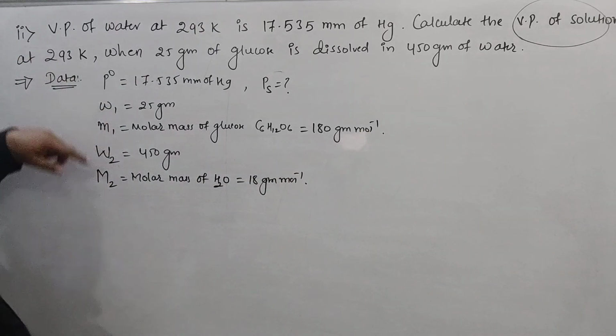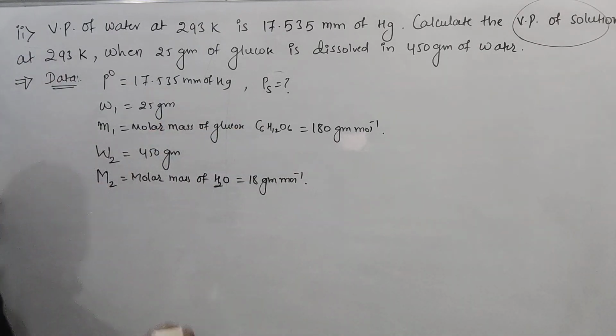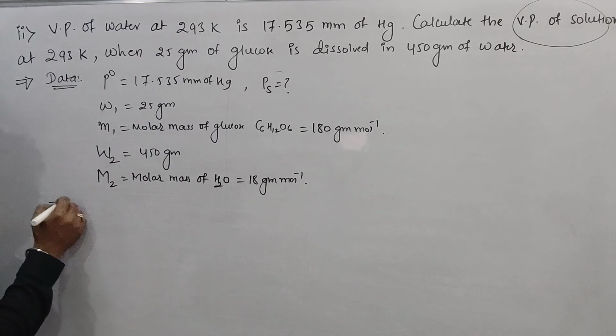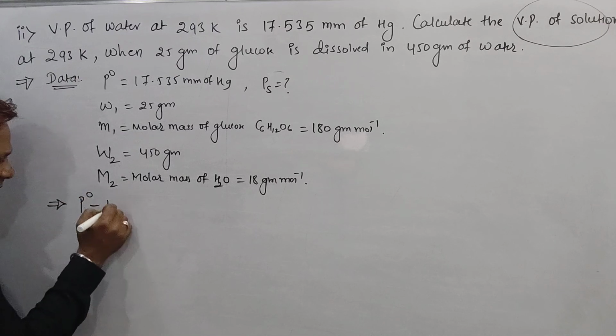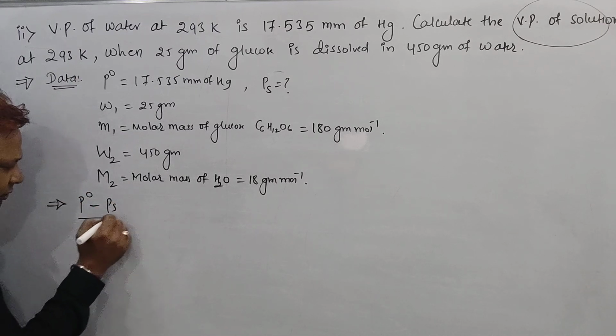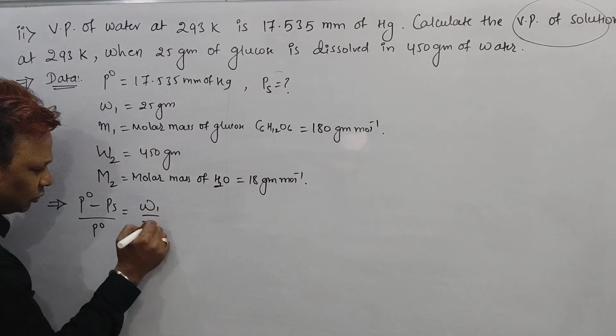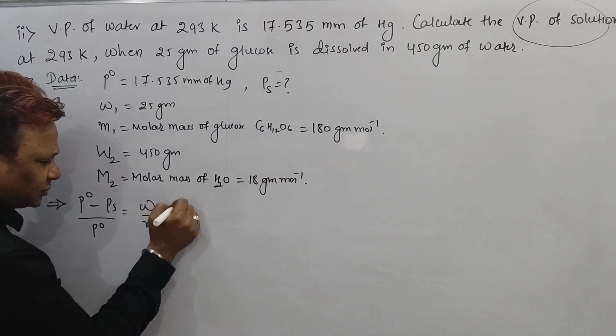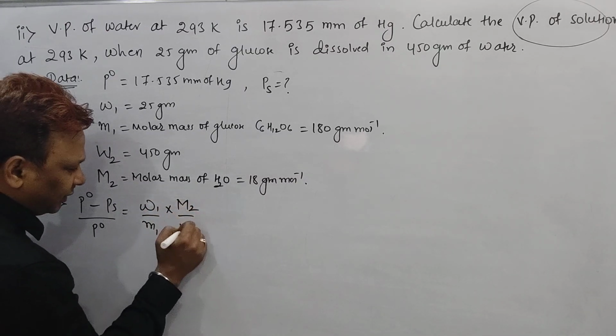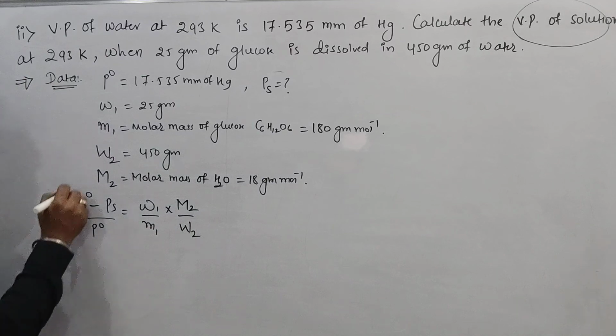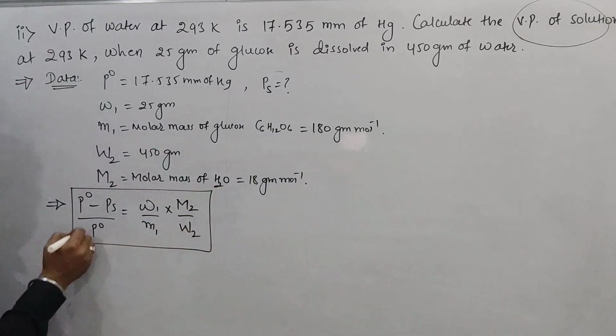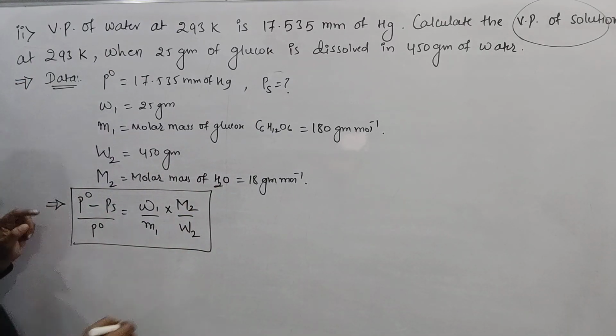Everything is given, and PS is what they are asking. We know the formula: according to Raoult's law, P naught minus PS by P naught equals the weight of the solute by the gram molecular weight of the solute, into the molecular weight of the solvent by the weight of the solvent in gram. Substitute the values and get the answer for PS. What is P naught, sir?